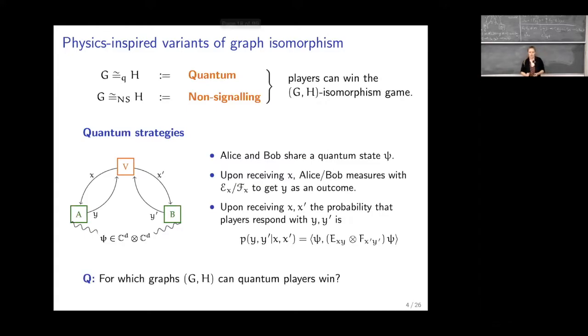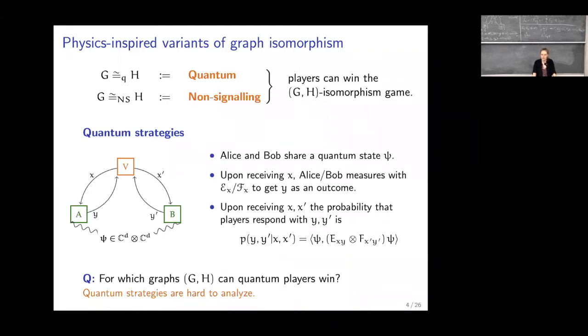Again, we would like to ask the same question: for which pairs of graphs G and H can quantum players win? What does it mean that they can win? It means that I can pick this triple, the psi and the E's and the F's, so that the probabilities that correspond to them losing the game are zero. Unfortunately, this is a very hard question. The basic difficulty lies in the fact that I don't know in which dimension d I should be looking, so how large these matrices should be.